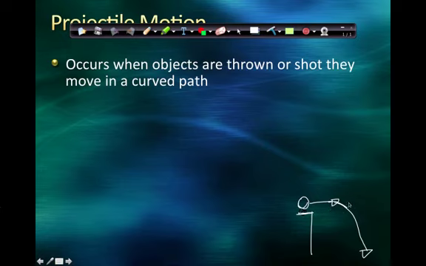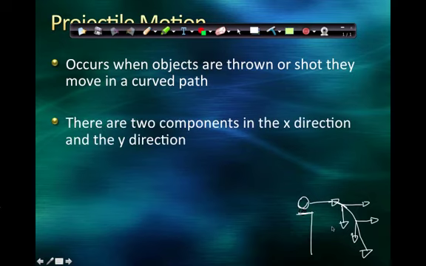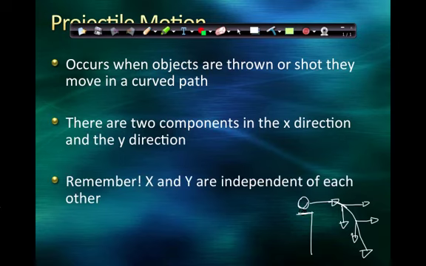And at each point, you actually have an x velocity and you have a y velocity. And you will see that along this path, we have a curved path, and we have two components on this path, an x component and a y component. So there are going to be two components in the x and the y direction. And then what you have to remember is that they are independent of each other. So the x velocity does not affect the y velocity.